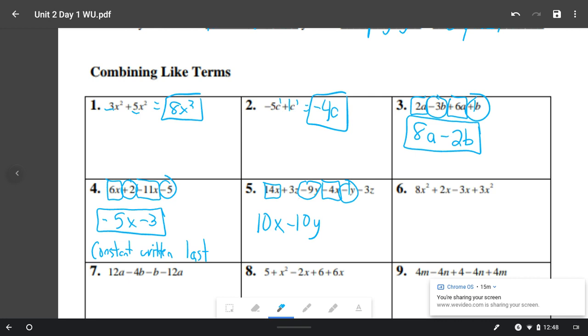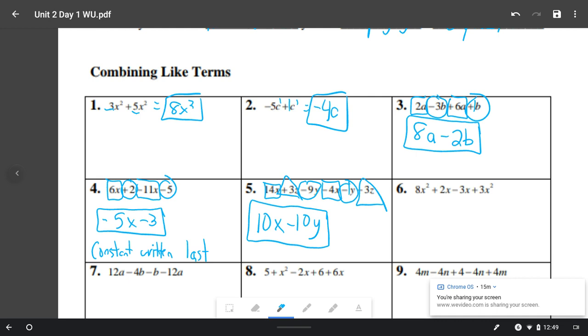And then z's would be last. So we have plus 3z and minus 3z. I think that gives us 0 z's. So those will cancel each other out, so we don't even need to write it. So that would be my answer there. If you write plus 0z, you wouldn't be marked off. But normally 0 times anything is gone. It just knocks itself out of there.